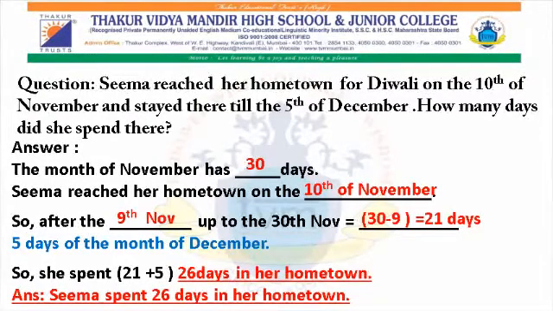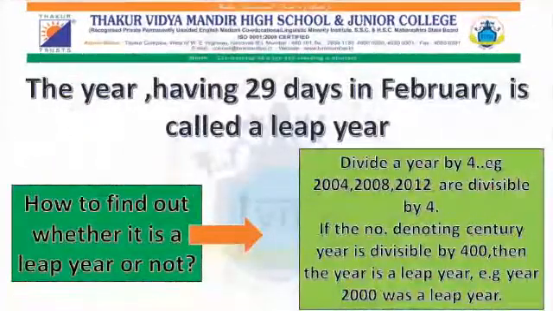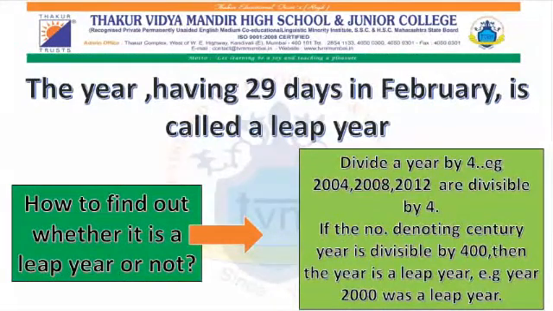Look at this, students. The year having 29 days in February month is called a leap year. As we all know, month of February has 28 days. But after 3 years, month of February is having 29 days. That particular year is called a leap year. Now, how to find out whether it is a leap year or not?